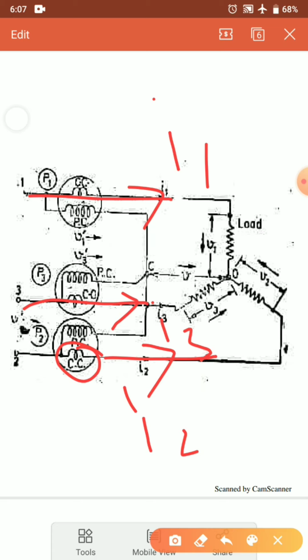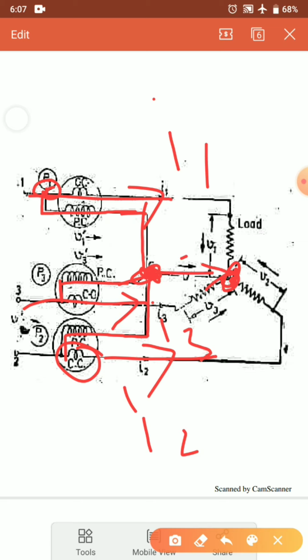and we can see that the current element has to be connected to the line and the voltage elements should be connected between that line and a common point. So here we can see that the voltage element is connected to the line and the common point C. The common point C is not the neutral point of the star connected system.